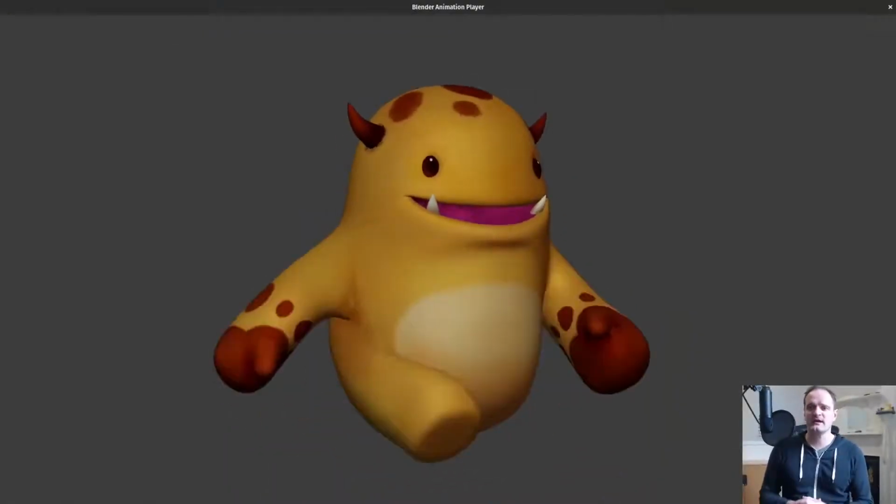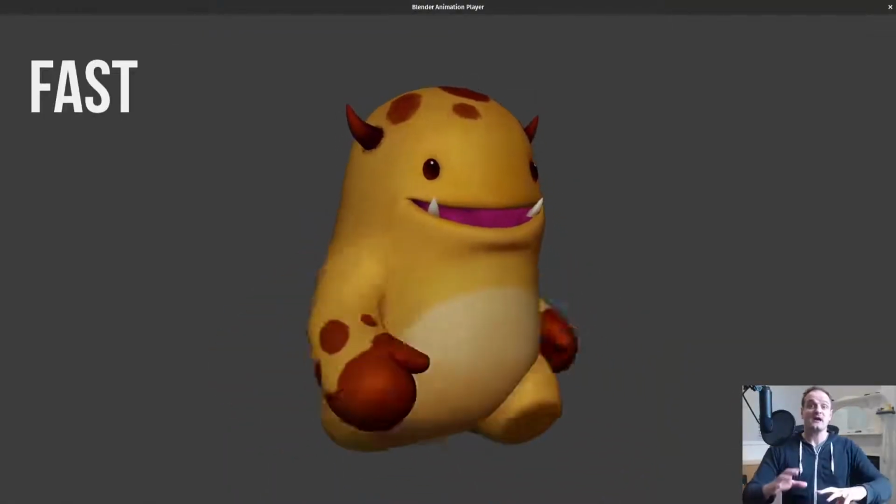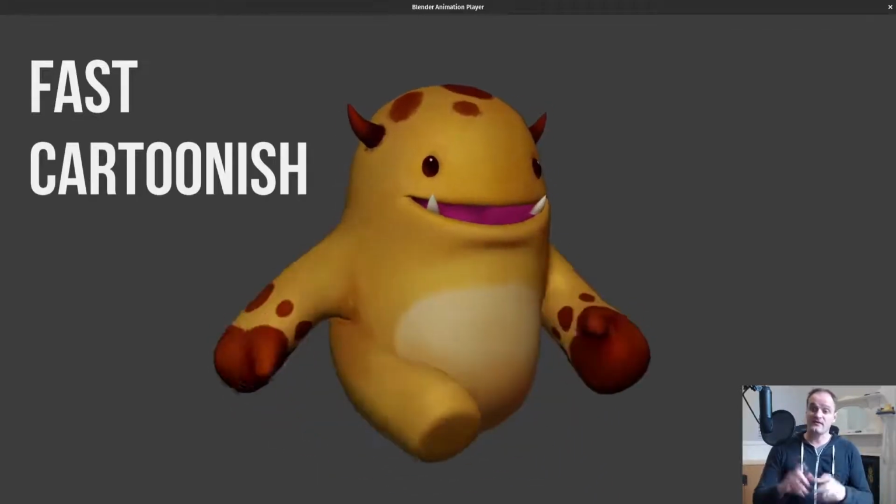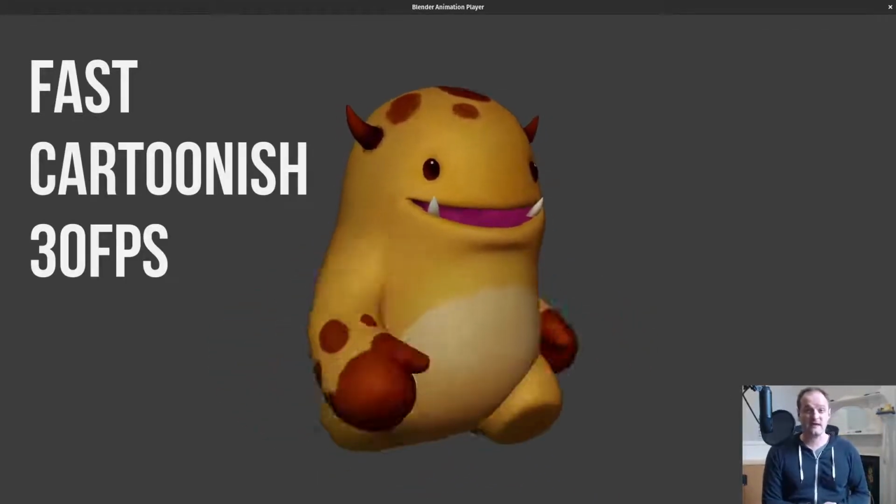My name is Wayne Dixon from CG Cookie, obviously, but today we are going to be animating a run cycle. Yes, you can see Melvin here. He's running in a fast, cartoony style run at 30 frames per second. This is what we're going to be animating today.